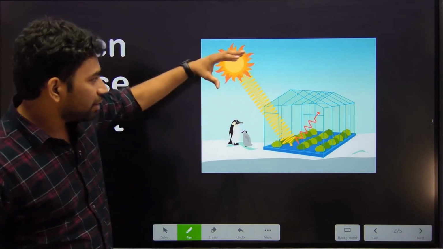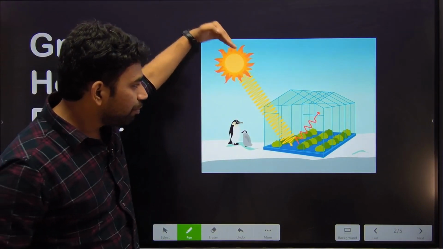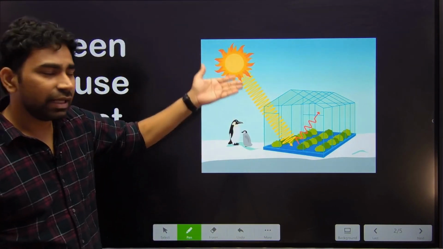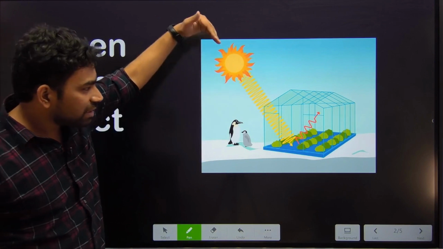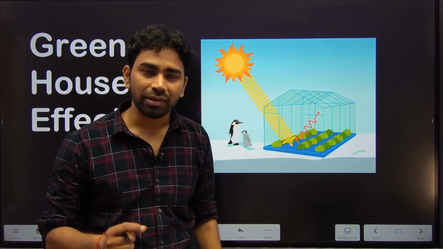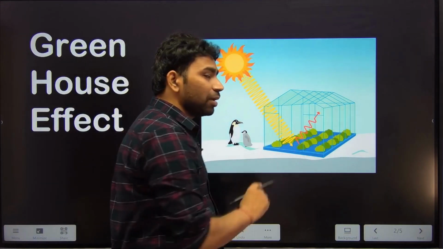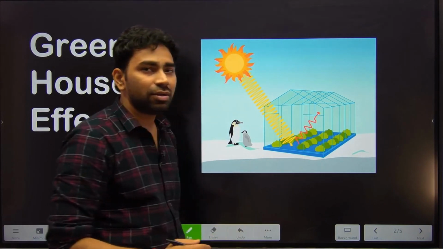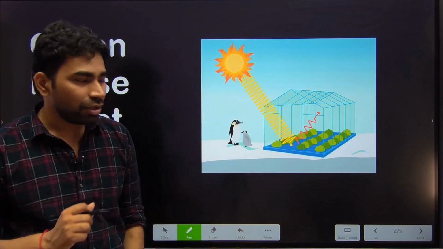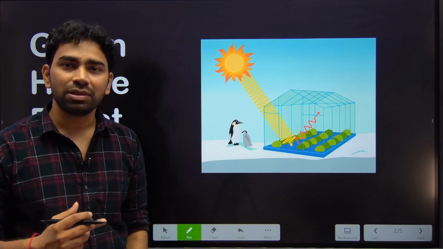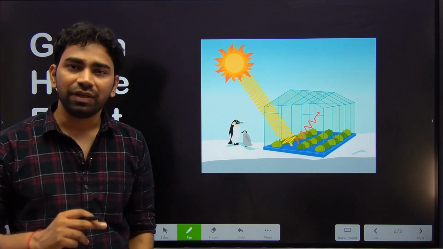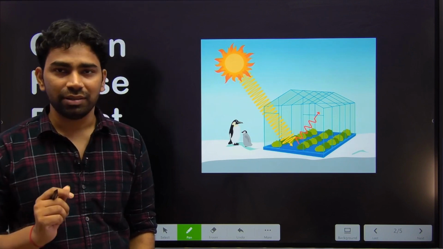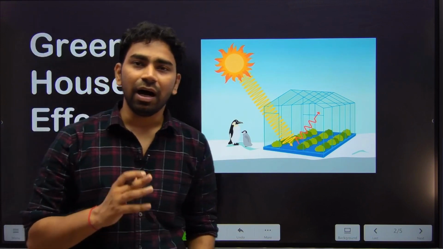Now as you can see here, the rays of the sun directly penetrate into the glass house. Why is it so? It is because they are of shorter wavelength and very high frequency, so they can easily penetrate inside the glass house. But this glass house is effectively opaque for the longer wavelength emitted by the soil inside the glass house. So the whole process makes the glass house warm, and this warm condition is very suitable for the growth of plants in colder regions. So this is called a greenhouse effect.